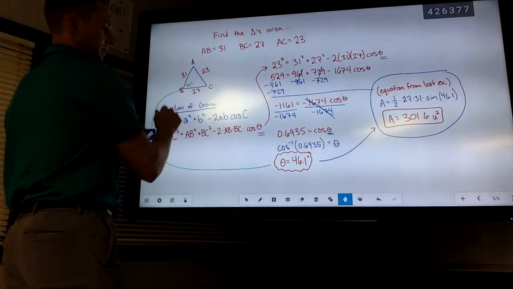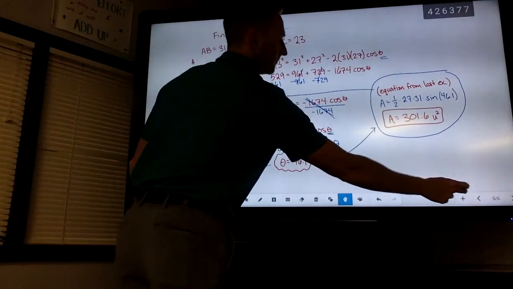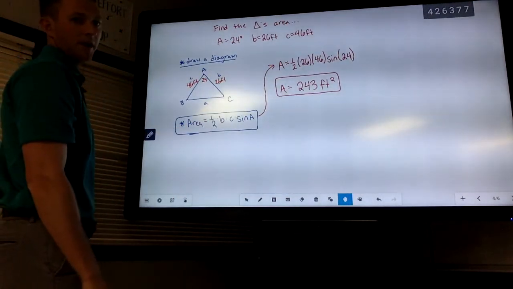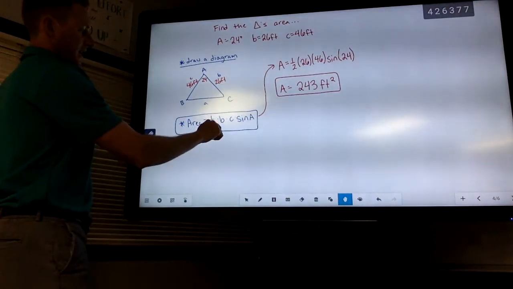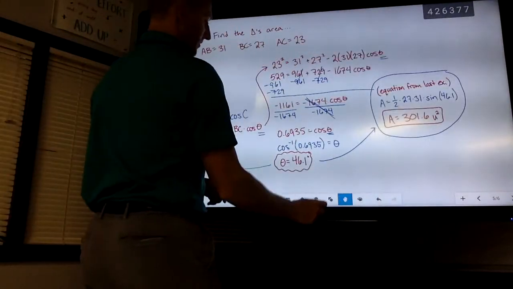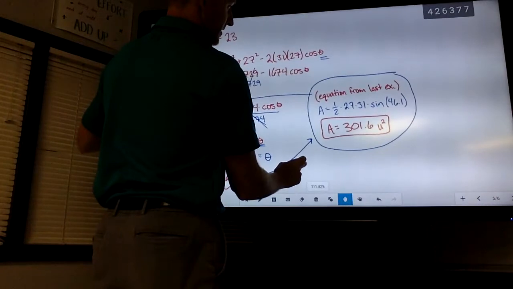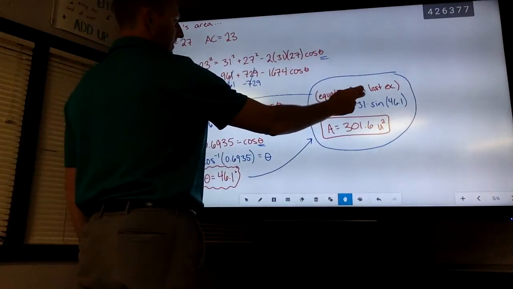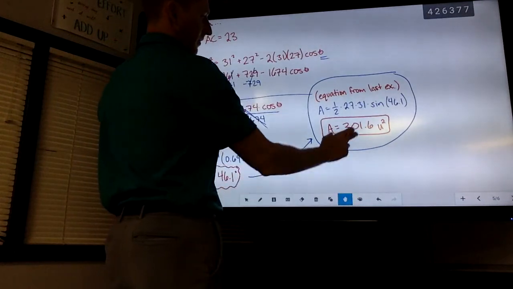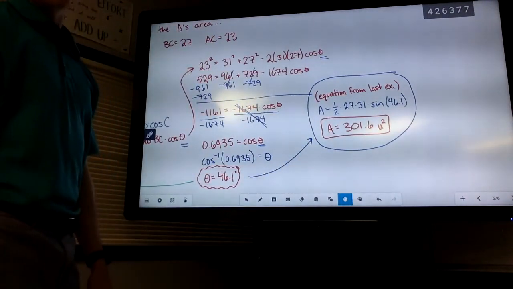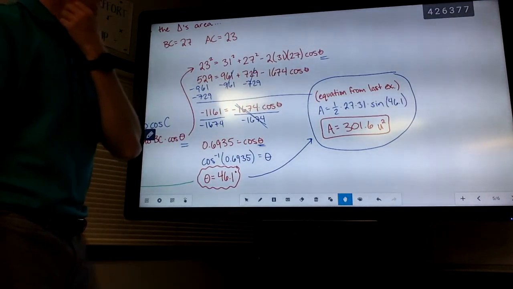And once we know this angle, we can plug it in to this equation right here from our last problem. That area equals 1/2 times B times C times sine A. And as you can see, when we plug this in, that's that same equation. There would be like our B, C, and angle A. We have 301.6. They did not tell us if it was like feet or inches, so we're just going to say units squared.